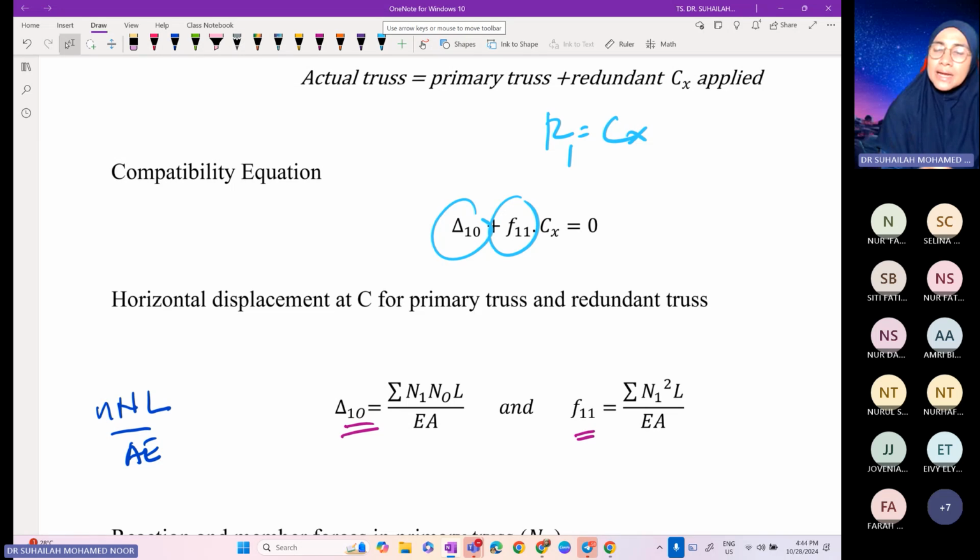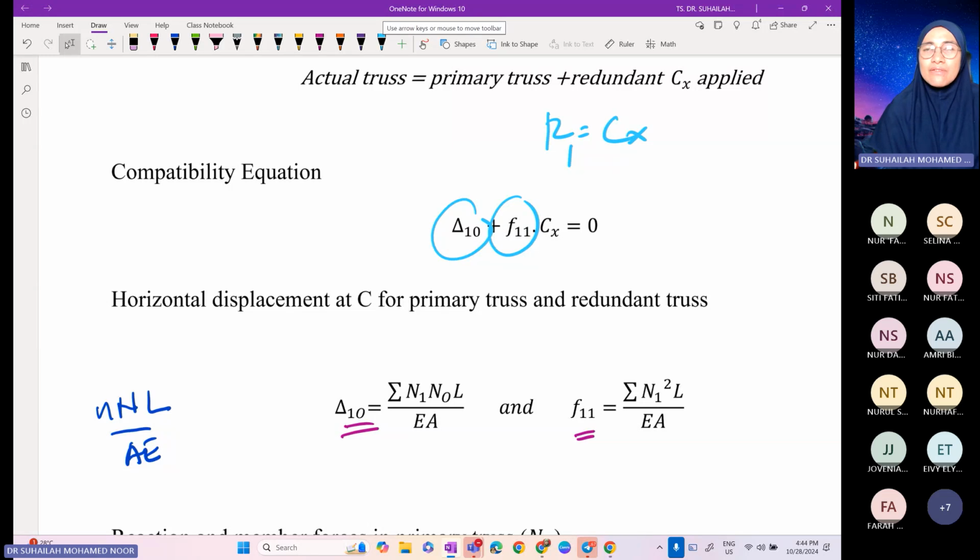So, this is what I always say: once we understand the compatibility equation, we will know what to do. The next step is in the compatibility equation. What we do is actually to fulfill the compatibility equation, because in the compatibility equation there is displacement as unknown, there is redundant as unknown, and there is displacement that we can calculate the value of. Okay, so there are 2 displacements.